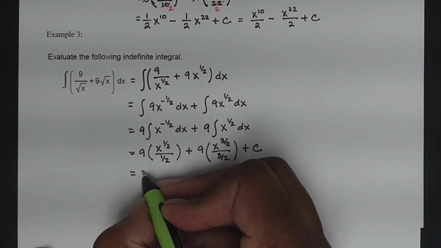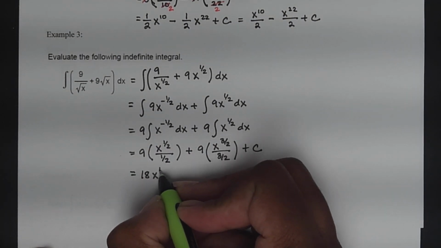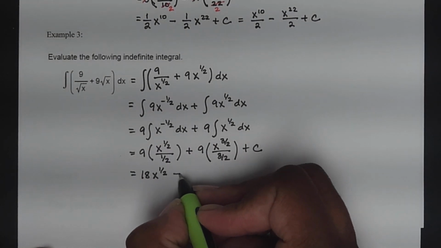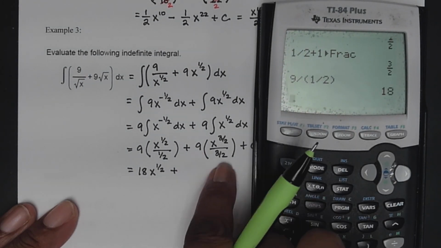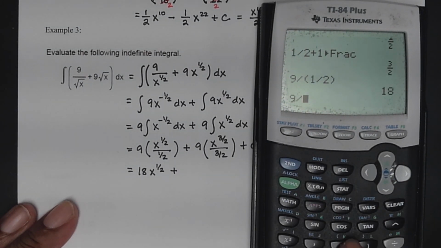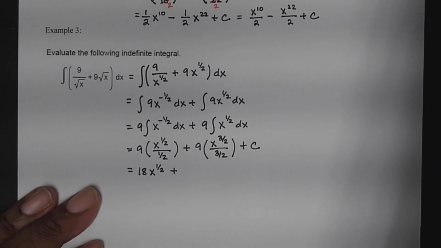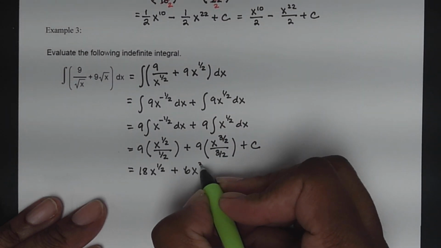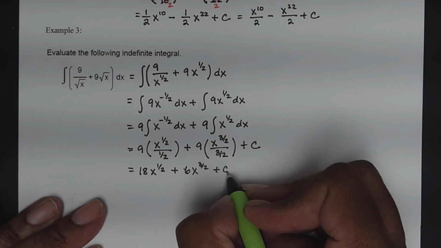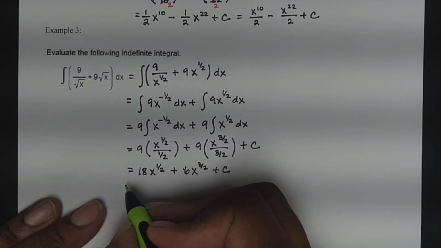So I'm going to have 18 x to the 1/2 plus, and this one will be 9 divided by 3/2. So it'll be 9 divided by 3 divided by 2. This is going to end up being 6. So I have 6 x to the 3/2 plus c.